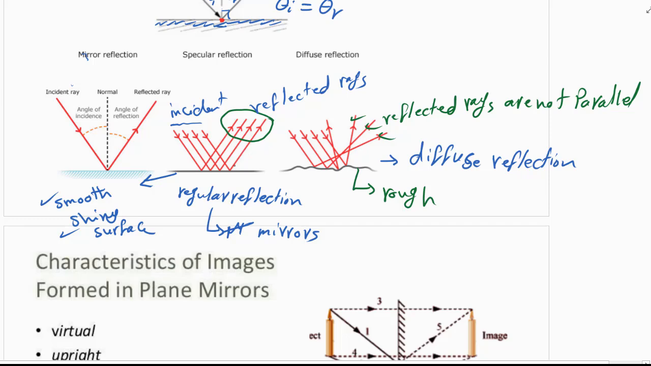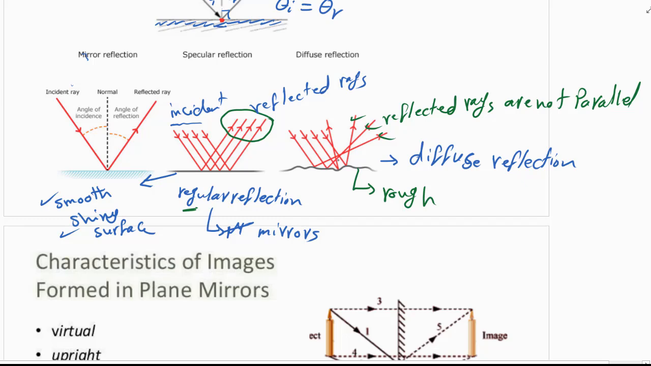So actually, this is what happens in regular reflection and in diffuse reflection. It depends on the surface. Regular reflection needs a smooth, shiny surface, okay. Diffuse reflection needs a rough surface, like a sheet of paper, like all the surfaces around us. First, in regular reflection, you can see your image inside. The reason for this is that in regular reflection, the reflected rays are parallel to each other.